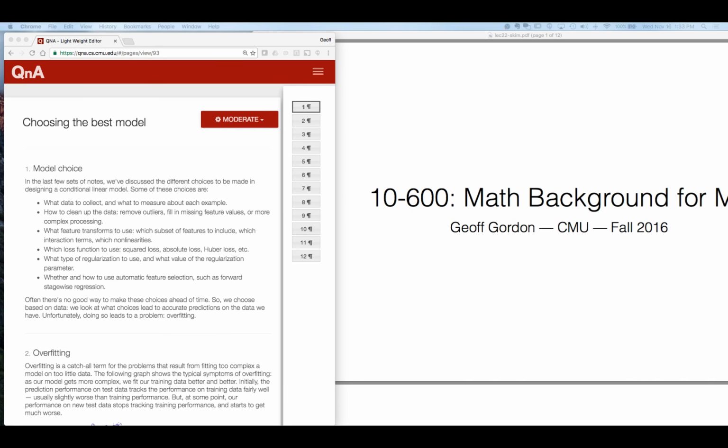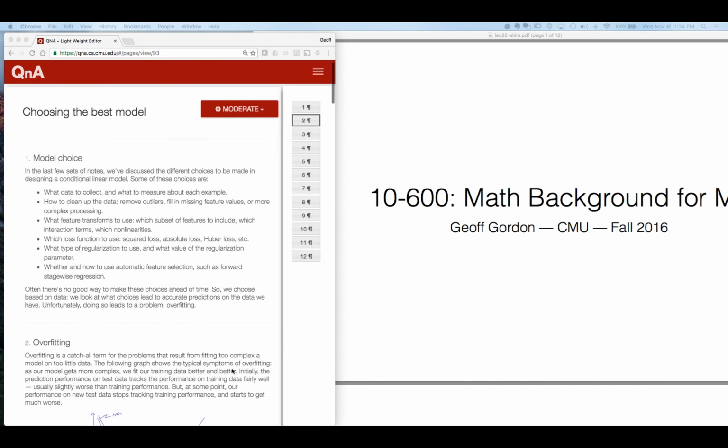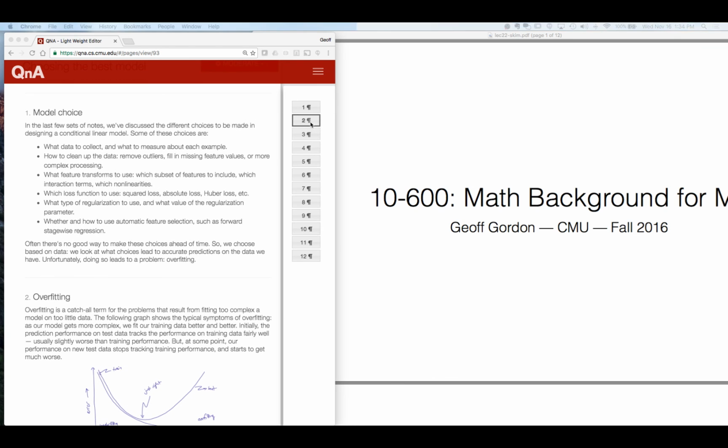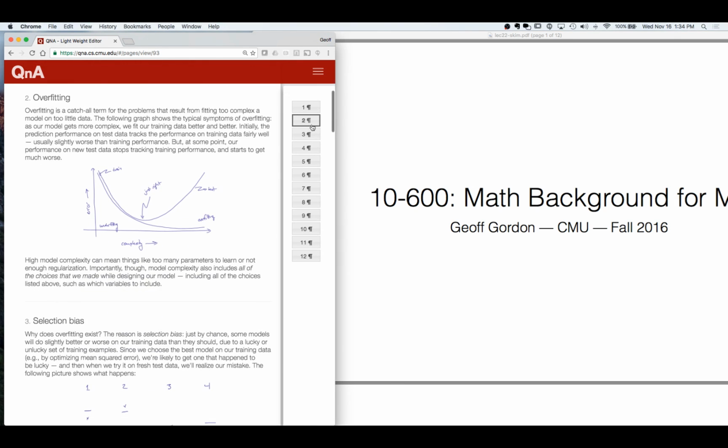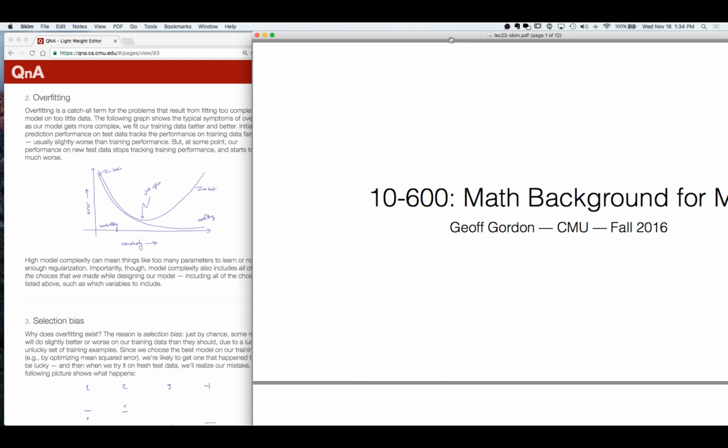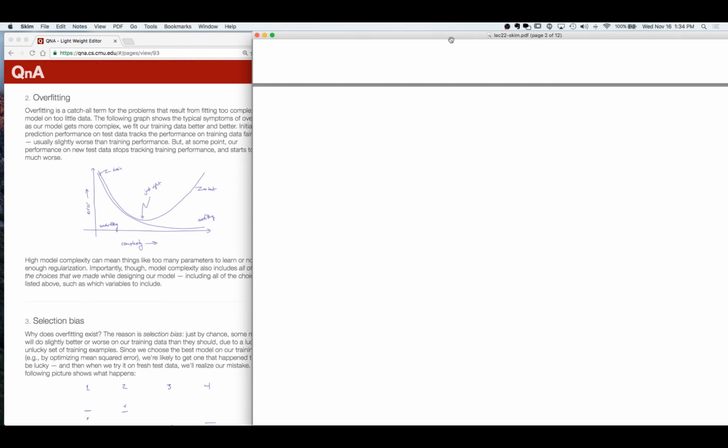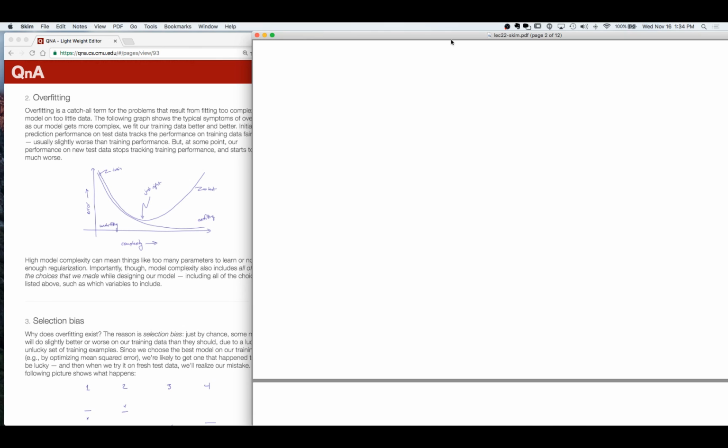And unfortunately, in addition to being difficult to think about all of these choices, there's another problem that leads to, which is called overfitting. You've probably heard overfitting a lot, but it's a catch-all term for all of the problems that result from fitting too complicated a model using too little data. And you may have seen this graph before. It's a fairly common, fairly accurate cartoon of what happens in overfitting.